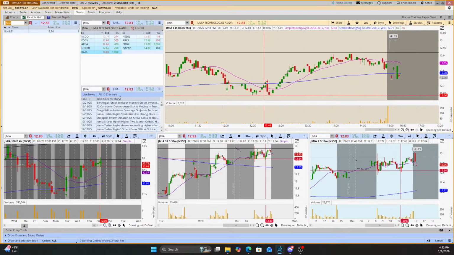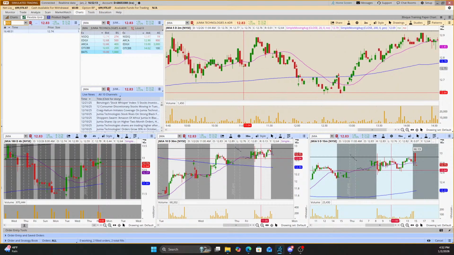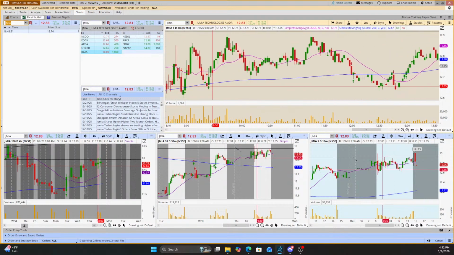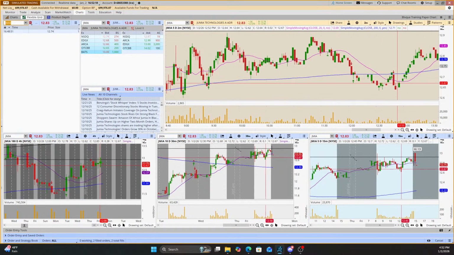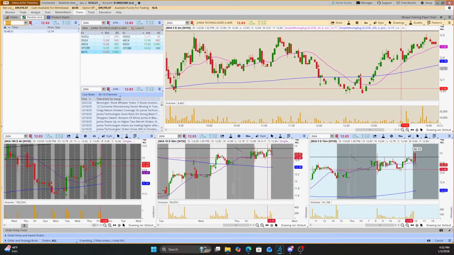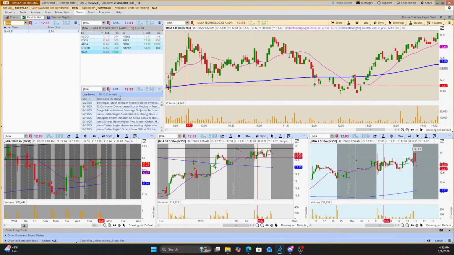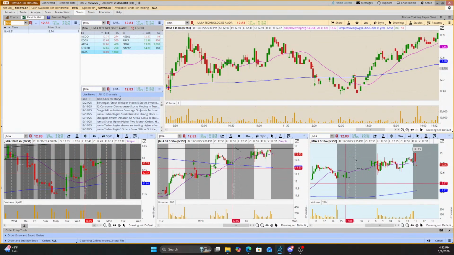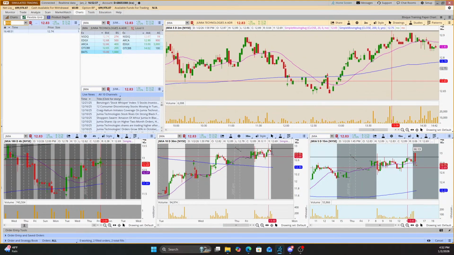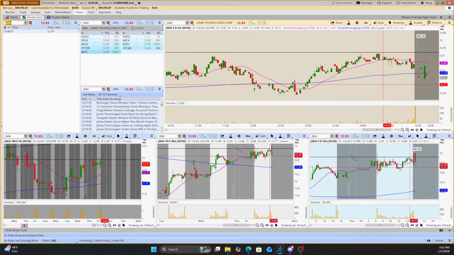We're just looking for color changing, elephant bars, and tails. Let's look at the 4-hour chart. Everything's still above the 30-minute, still riding on the 20. The 15 is still riding on the 20. So I would say this is bull territory.